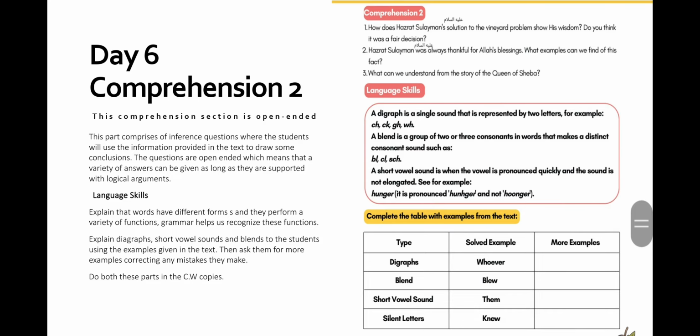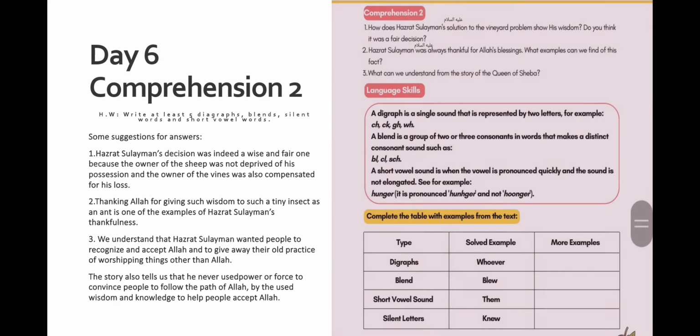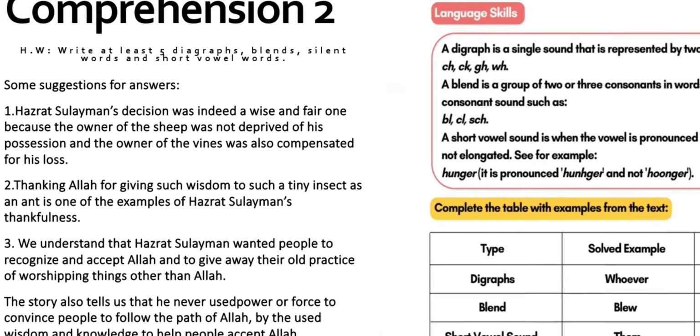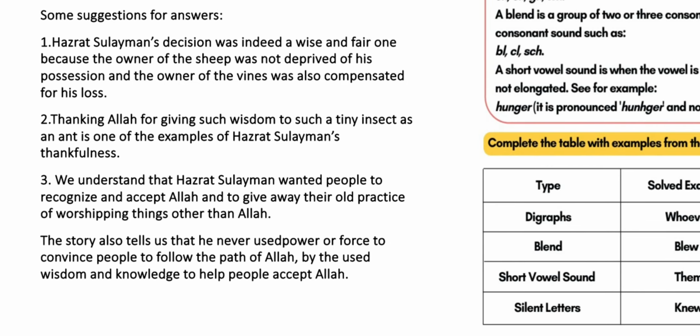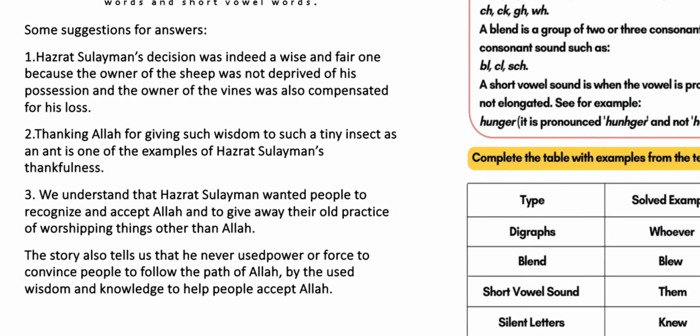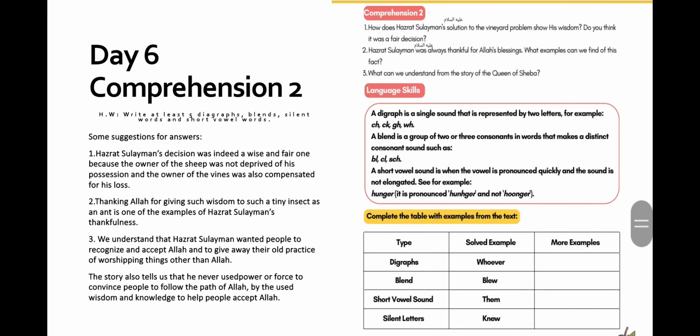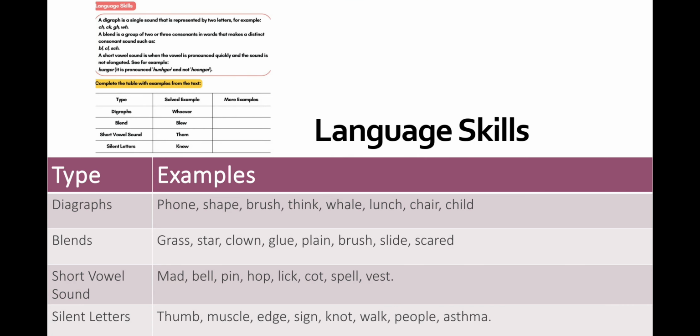For the language skills part, I have provided you the key. And I have also provided some suggestions for the open-ended questions. These are only suggestions. Any answers that are closer to the meaning of these answers should be accepted. In language skills, I have provided you the answer key, examples of digraphs, examples of blends, examples of short vowel sound, and silent letters.